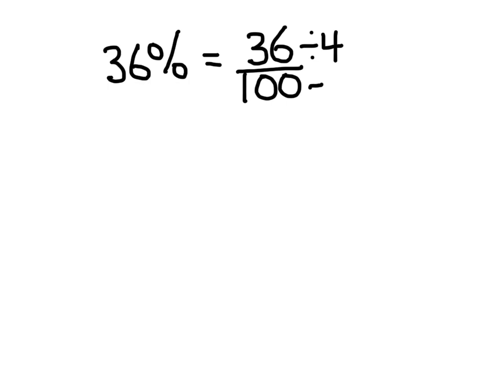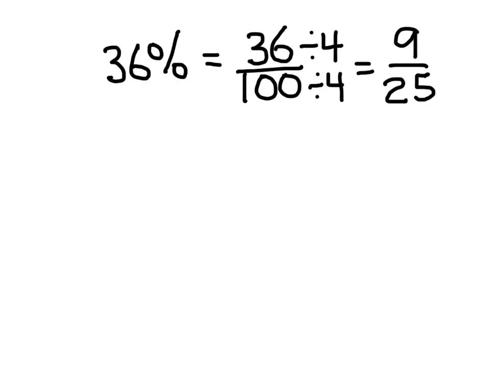Okay, if you paused your video, welcome back. Let's start by using the definition of percent. 36% equals 36 over 100. However, 36 and 100 both have the common factor of 4. So if we divide numerator and denominator by 4, we can reduce this fraction to 9/25. So how'd you do?